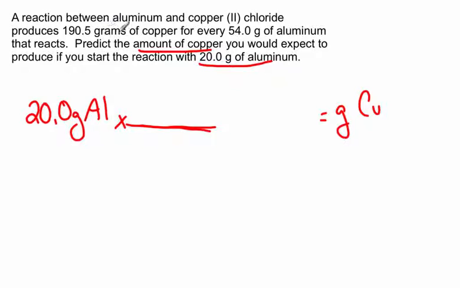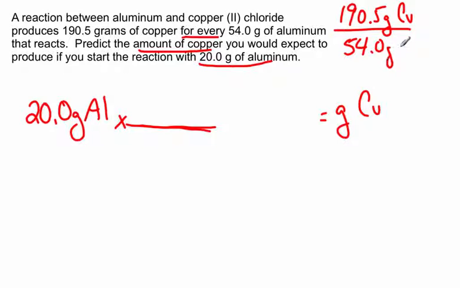It says a reaction between these two produces 190.5 grams of copper for every, that sounds like a relationship, for every 54 grams of aluminum. So these two things are related. So that's going to produce a conversion factor for you. So just jot that down off to the side. 190.5 grams of copper, and we know it's related to 54 grams of aluminum.